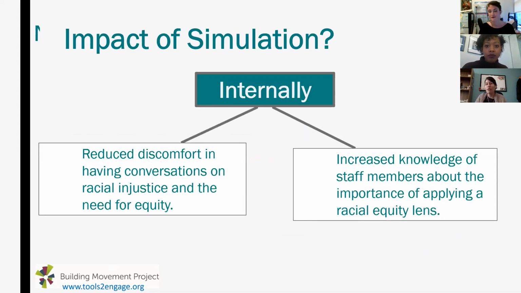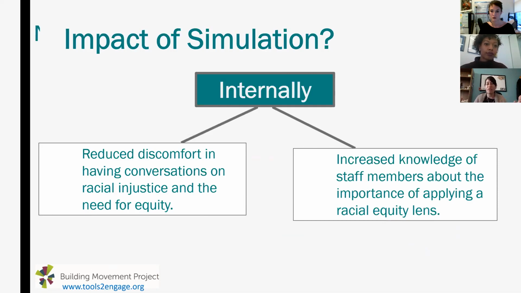Marlysa was talking before about the topic of race and how uncomfortable it can be to talk about sometimes. And it's true, right? I think we've all experienced being in a room where it's the elephant in the room. So for us, it definitely reduced the discomfort in having conversations on racial injustice and the need for equity. I think a key part of that was the arbitrary assignment of whether you were a white participant or a Black participant. It allowed you to approach the space in a very different way than you would, bringing your identity into the room.